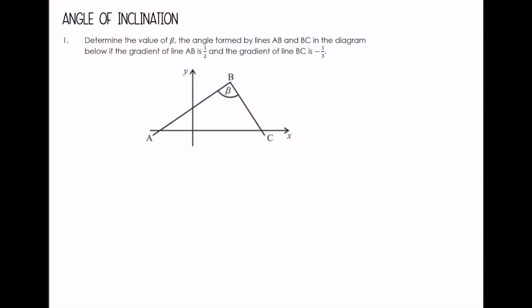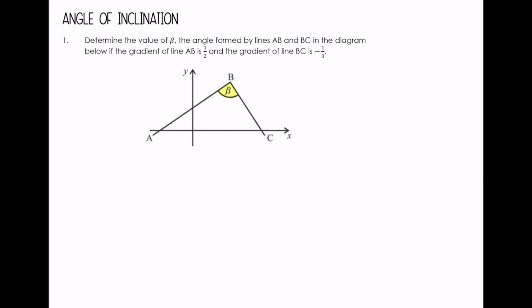Alternatively, if we were given the gradient, we would be able to calculate or determine the angle of inclination, or the alpha. Alpha, beta, delta, gamma, any of the letters, all right? By using our second function, or our arctan. Determine the value of beta, the angle formed by lines AB and BC in the diagram below, if the gradient of line AB is a half, and the gradient of line BC is negative 1/3.